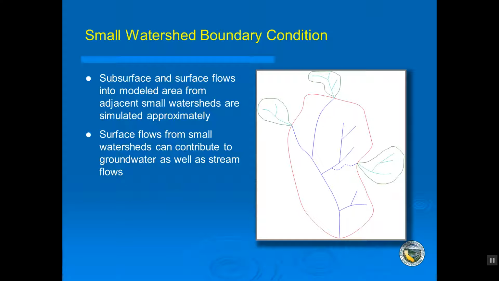Okay, so basically these small watersheds act as kind of dynamic boundary conditions for your model area, both for surface and subsurface flow. So let's say that this red line here is your model boundary. You have a Mr. Potato Head looking boundary here, and you're simulating these streams, and you can have these rim watersheds that are supplying water, both surface water and subsurface water, into your model area. So we have a fairly simplified way of simulating those dynamic flows into your model area.